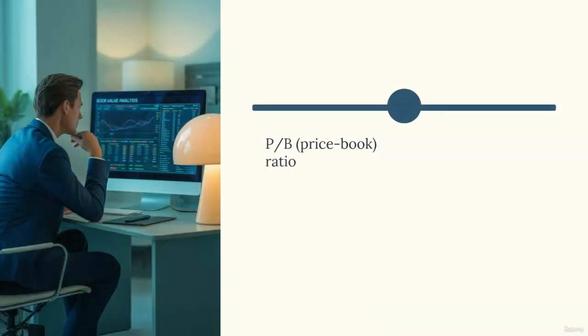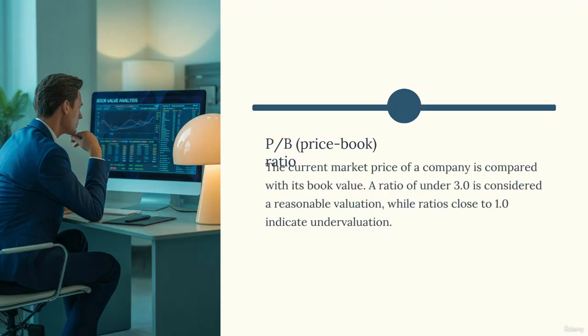PB ratio, the price-book ratio. The current market price of a company is compared with its book value. A ratio of under 3 is considered a reasonable valuation, while ratios close to 1 indicate undervaluation.